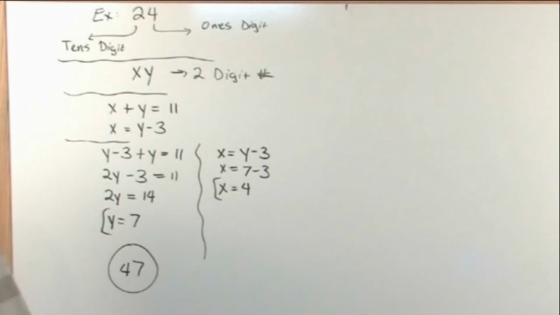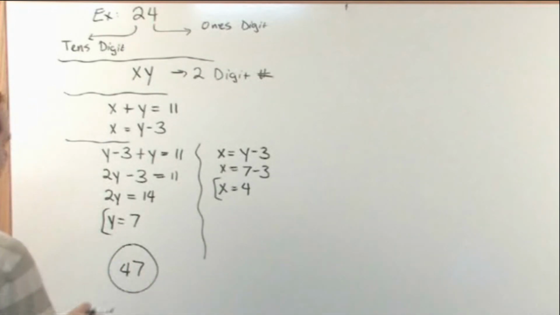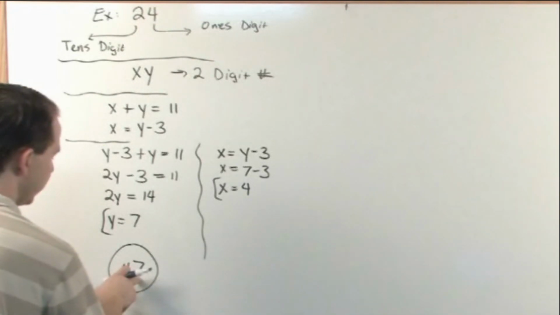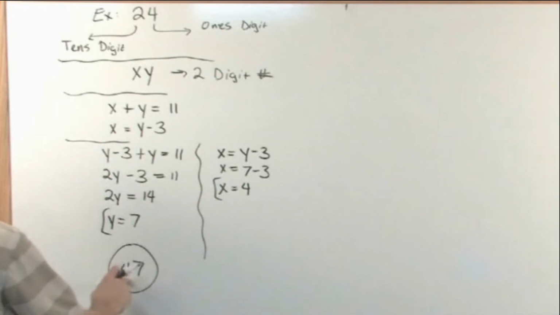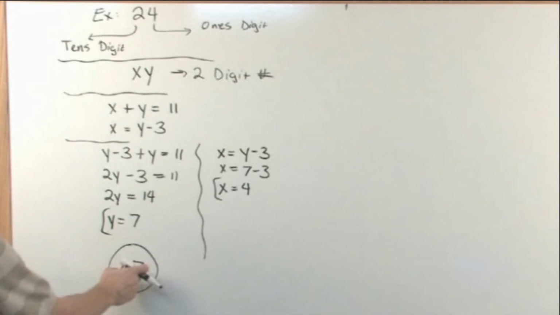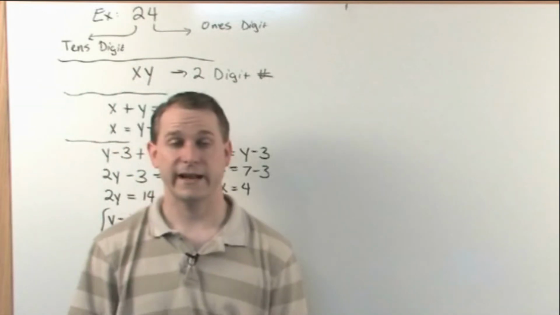Check. Okay? The tens digit, which is this one, must be 3 less than the ones digit. So this is the ones digit, and 7 minus 3 gives you 4. So the tens digit is 3 less than the ones digit. So this number satisfies both constraints, and that's why it's the answer to the problem.